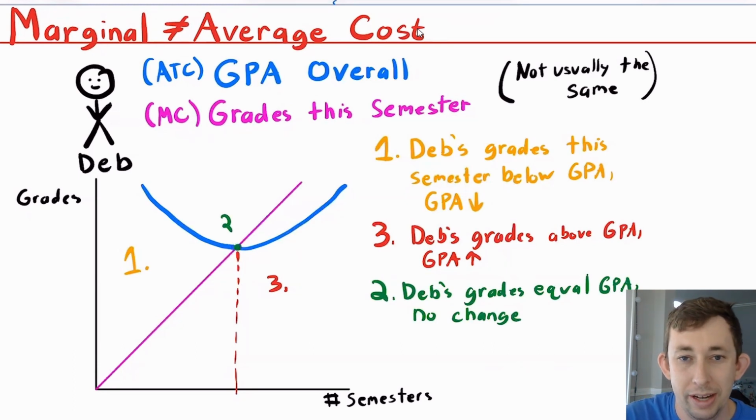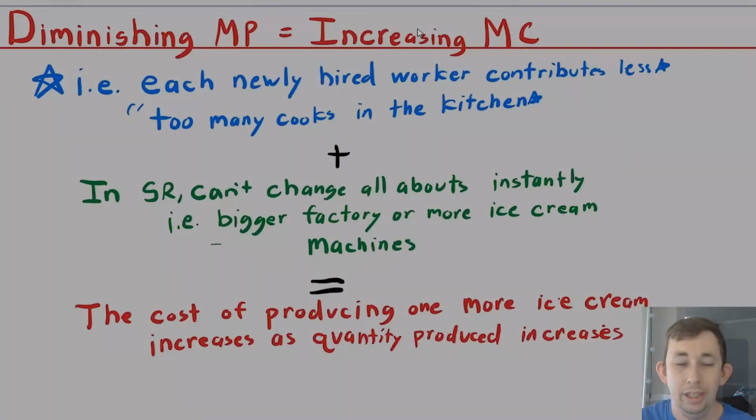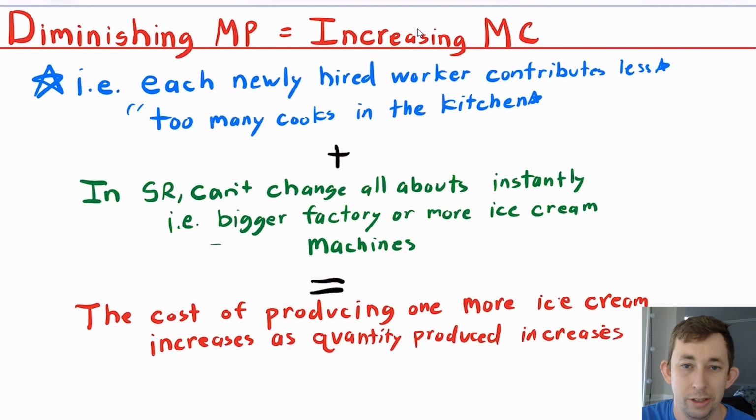Comment below if this didn't make any sense, but hopefully this gives a better explanation of the difference between marginal and average cost. Now let's sort of put 2 concepts that we talked about together.